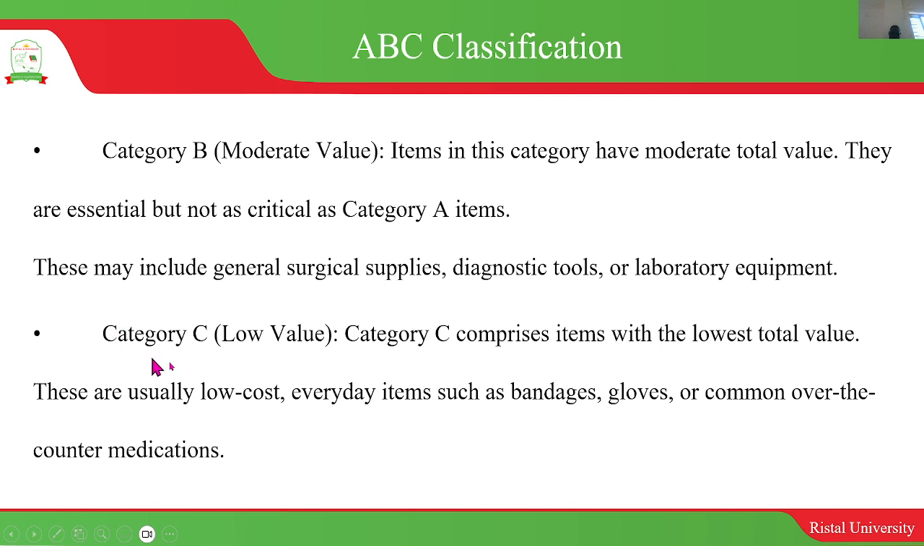The C category is a low value category, and it comprises items with the lowest total value in terms of perhaps cost and even maybe time to order them and for their delivery. These are usually low cost everyday items such as bandages, gloves, and some common over-the-counter medications. Many times they're really important in the facility, but they are not so costly, and many times we are not disadvantaged to always have them.